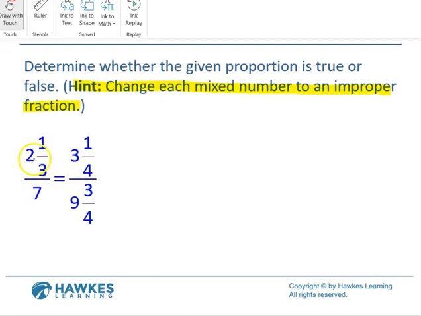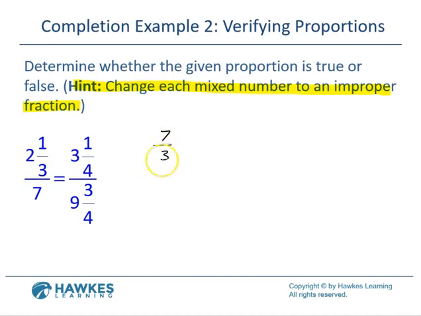I've got 3 times 2 is 6 plus 1, that's going to be 7 over 3. With 7, we can make that a fraction, 7 over 1. Then 4 times 3 is 12 plus 1, that's going to be 13 over 4. And then right here, 9 times 4 is 36, then 37, 38, 39, so 39 over 4. Now let's go ahead and do our math and see if they equal out.